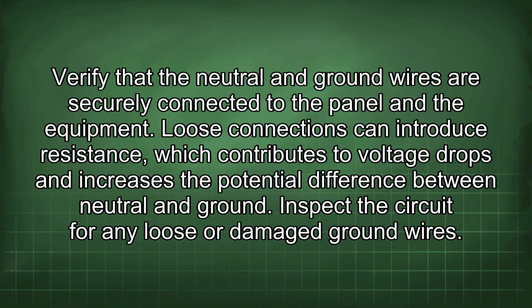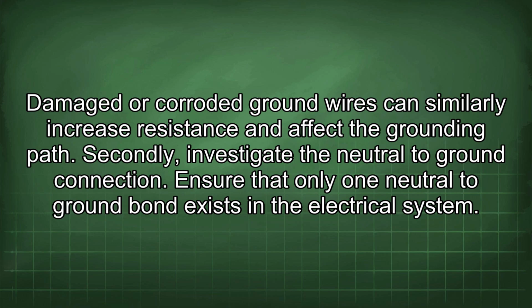Verify that the neutral and ground wires are securely connected to the panel and the equipment. Loose connections can introduce resistance, which contributes to voltage drops and increases the potential difference between neutral and ground. Inspect the circuit for any loose or damaged ground wires. Damaged or corroded ground wires can similarly increase resistance and affect the grounding path.